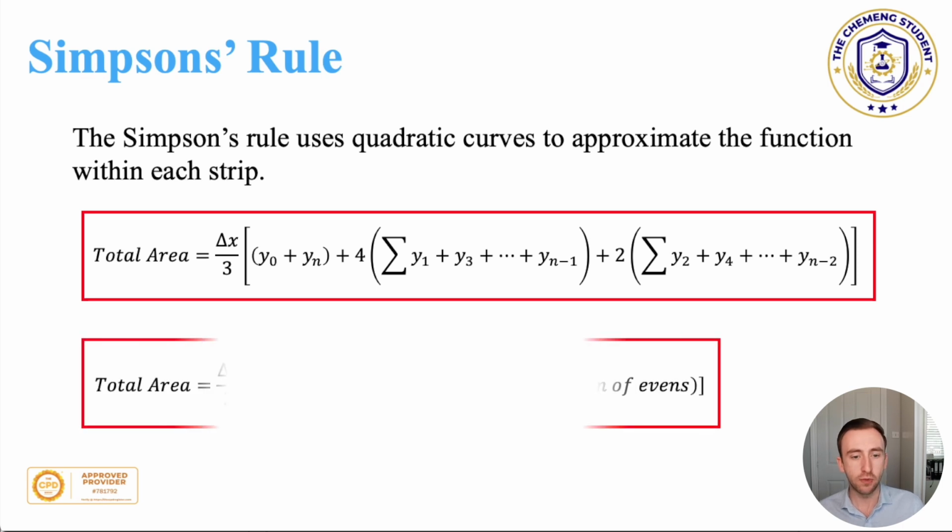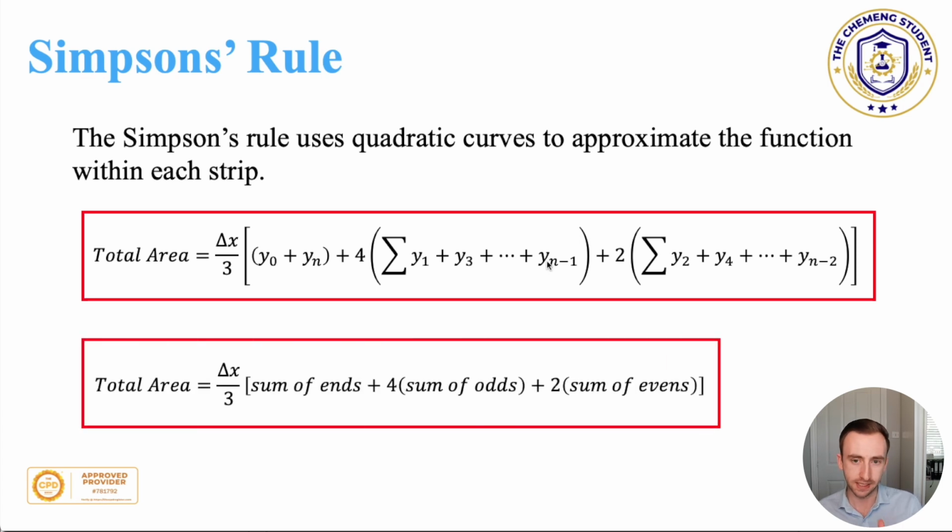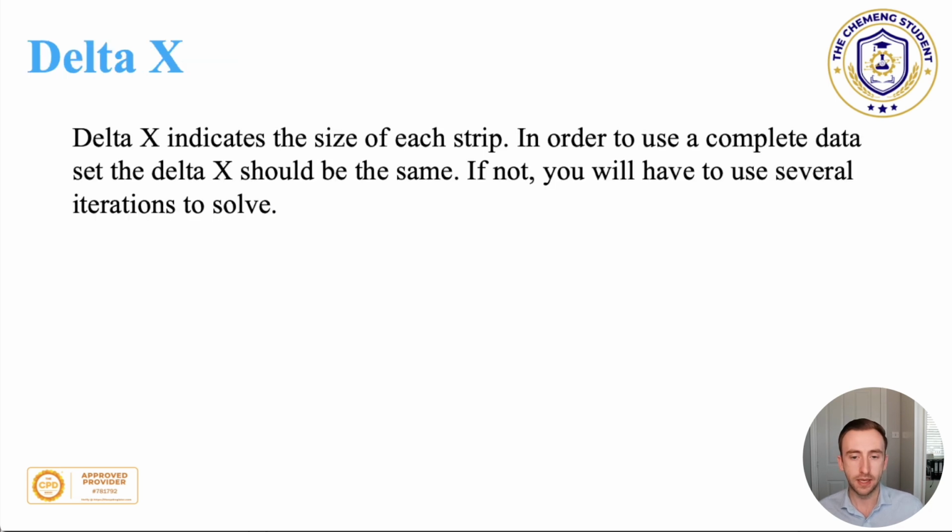But a more informal way that we can represent this is that we have the sum of the end terms, so that's the first and the last, plus 4 times the sum of the odds plus 2 times the sum of the evens. Now Simpson's rule is only applicable when we have an even number of terms, whereas the trapezoidal rule can also handle odd terms as well.